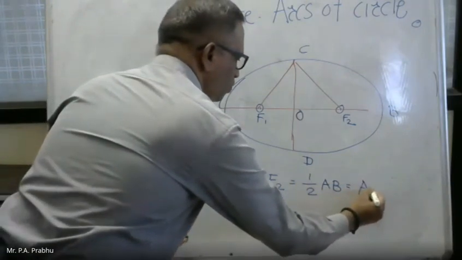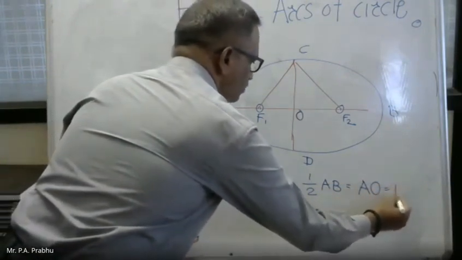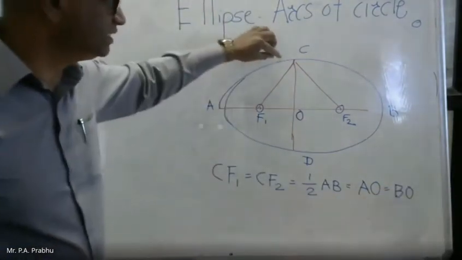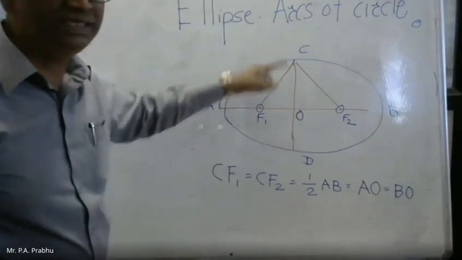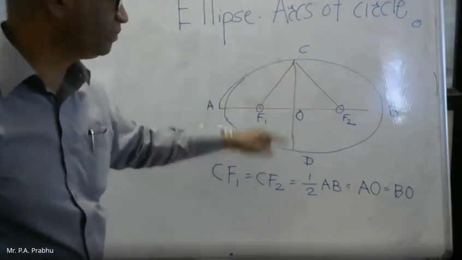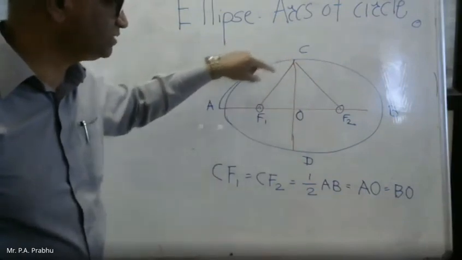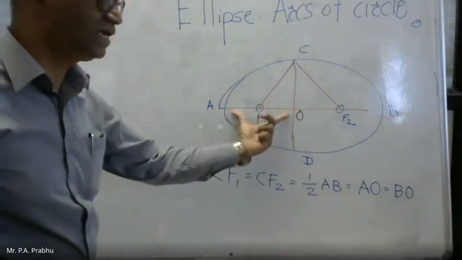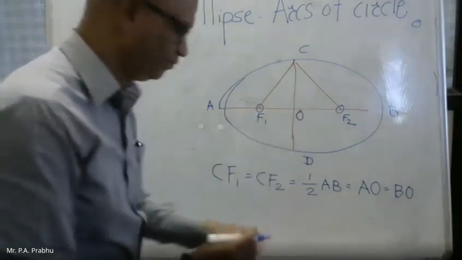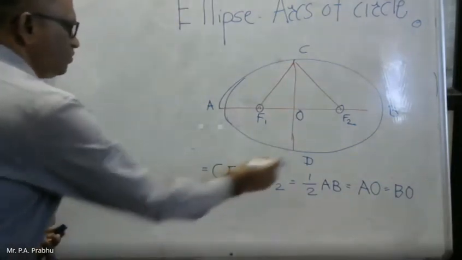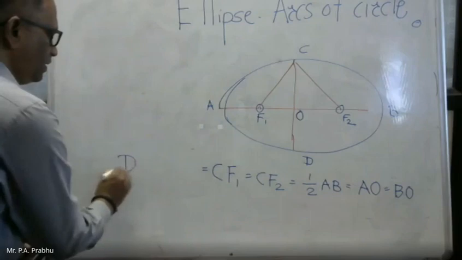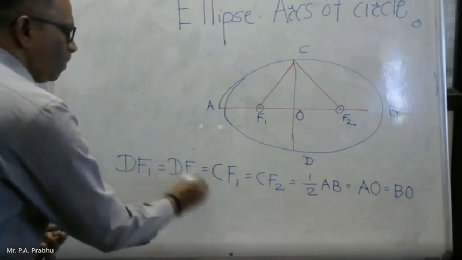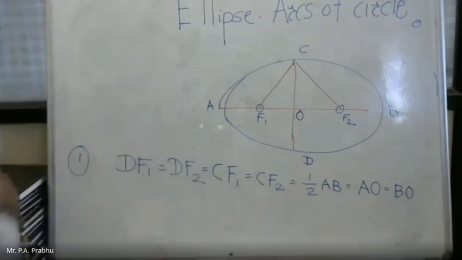That is AO or BO. Remember, the distance of the end of the minor axis, C and D, these are the ends of the minor axis, from the two foci is always equal, and it is equal to half the major axis, that is half of AB. So same thing from the other end also, DF1 is equal to DF2. So this is your first property.